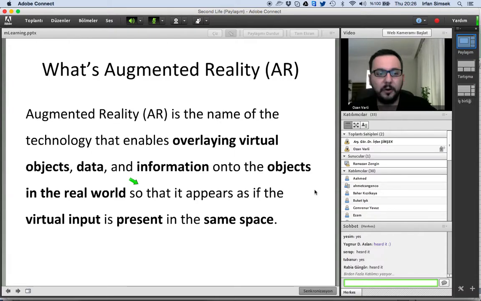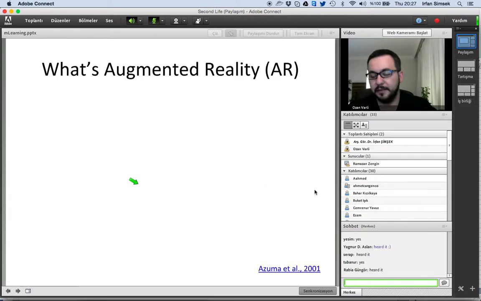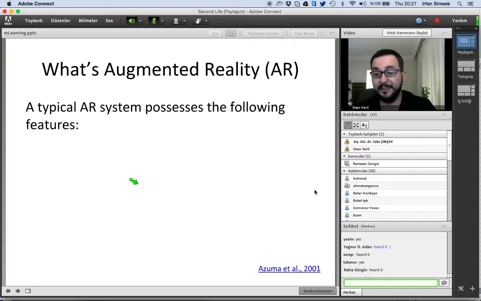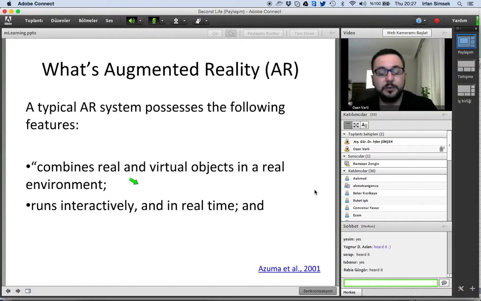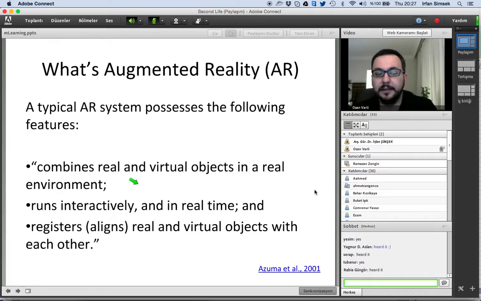So in its simplest form, augmented reality is the name of the technology that enables overlaying virtual objects, data or information onto the objects in the physical world, right? So it appears as if the virtual input is present in the same space. Azuma is one of the leading scholars in this field. They did this in 2001. Azuma's definition is the most common and most accepted definition of augmented reality. Azuma says that a typical AR system possesses the following features. It combines real and virtual objects in a real environment. It runs interactively and in real time, and it registers real and virtual objects with each other.